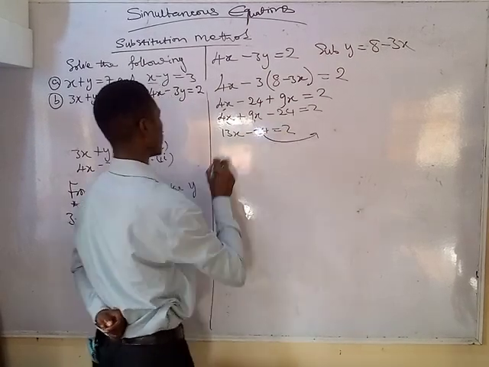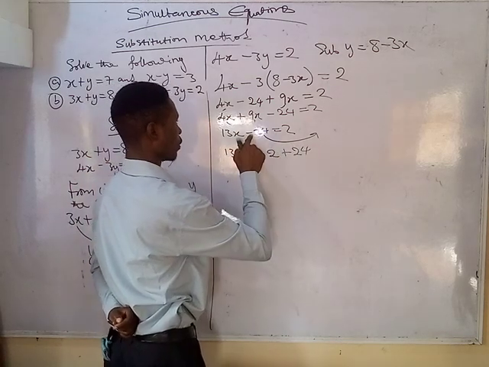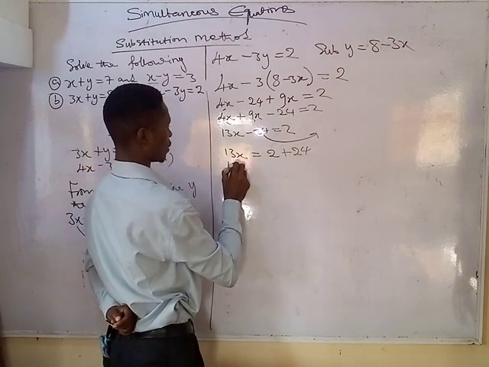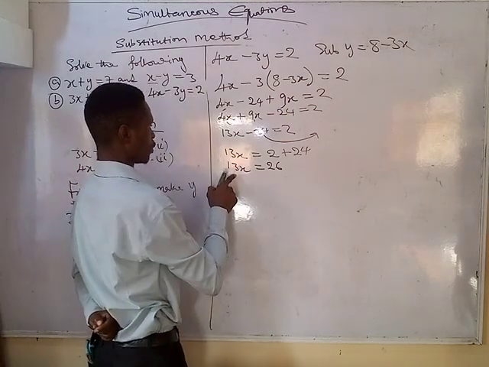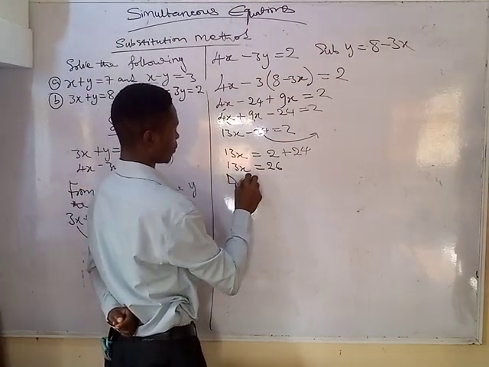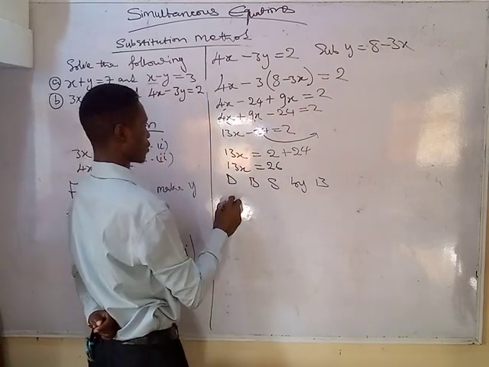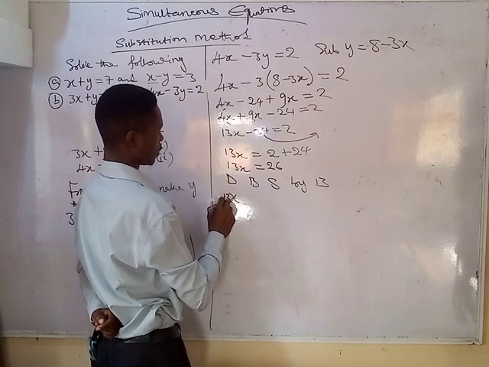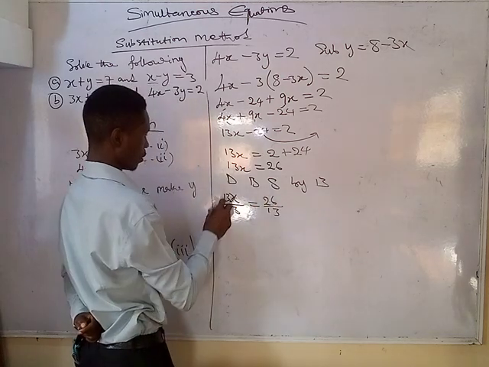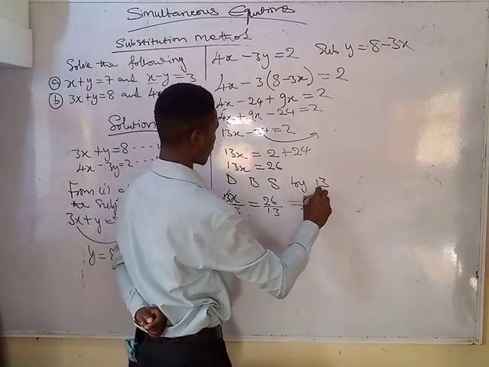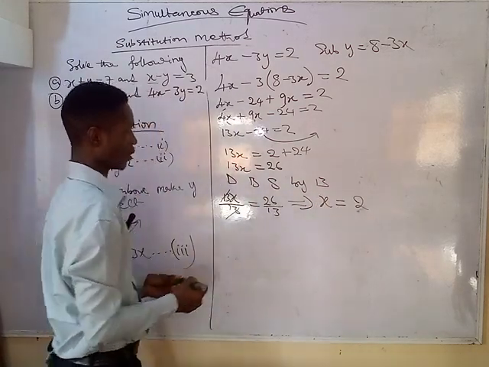We take this to this side. So this is 13x equals 2 plus 24, going across the equality sign. So this is 13x equals 26. So now we divide both sides by 13, which is the coefficient of x, to isolate x. So this is 13x over 13 equals 26 over 13. So this cancels out. This implies that x is equal to 2, as 26 divided by 13 gives us 2.